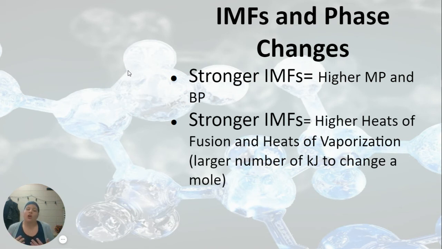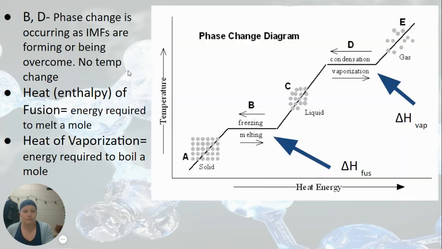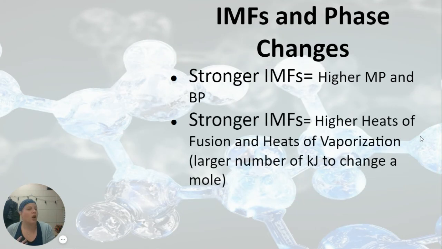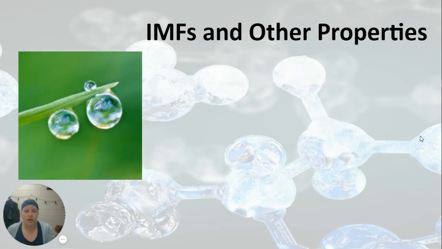If I have stronger intermolecular forces, they're also going to have higher heats of fusion and heats of vaporization. So if I go backwards, the energy it takes to make that transition happen is also going to be higher. It's going to happen at a higher temperature and it's going to take more energy to make that happen. Again, stronger glue means it's going to be harder to pull it apart.